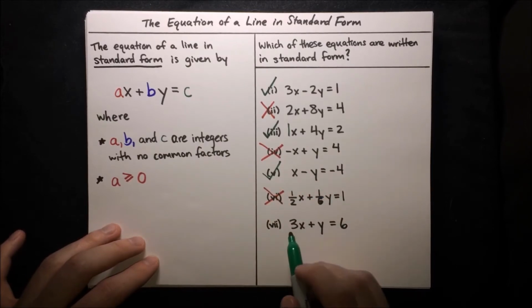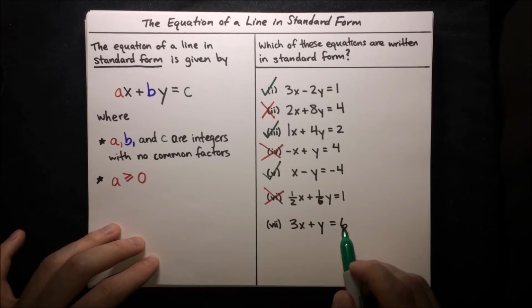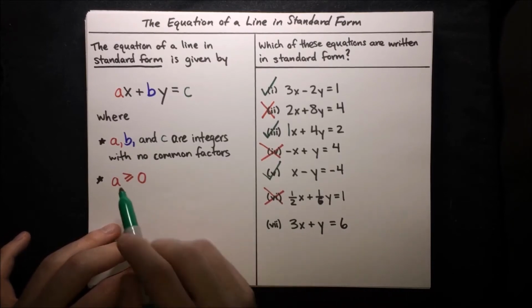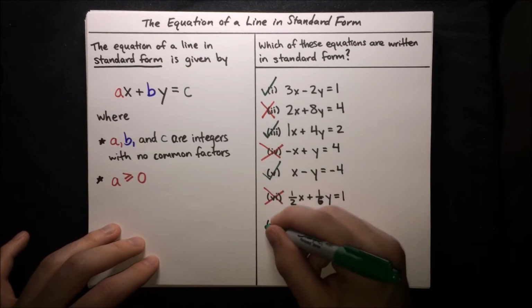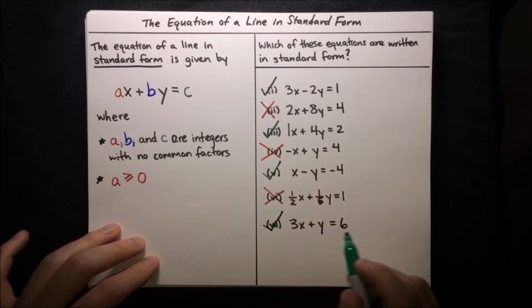Alright, last one. 3x plus 1y equals 6. A is 3, b is 1, c is 6. These are all integers, they don't share any common factors. A, which is 3, is greater than or equal to 0. So yeah, this is a good standard form equation.